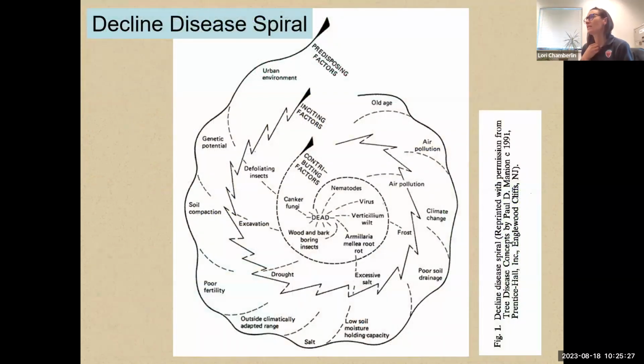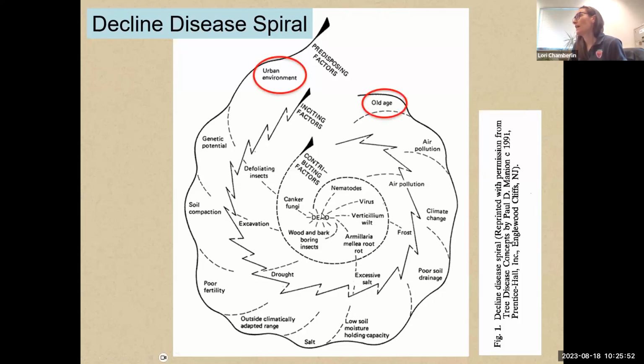I mentioned this decline spiral, and here it is. This is the decline disease spiral, which again just shows these different stress factors. On the outer part of the spiral, you see the predisposing factors, and then the middle of the spiral is inciting factors, and in the center are the contributing factors that ultimately lead to tree death.